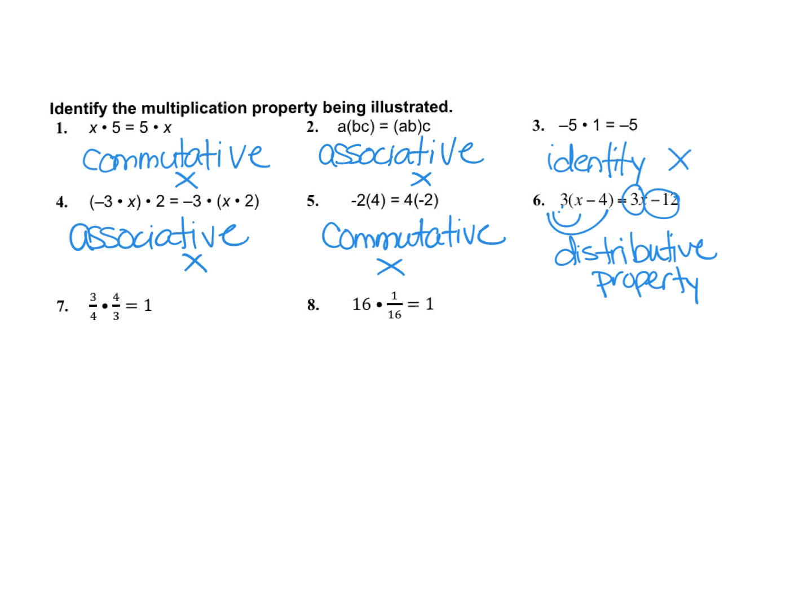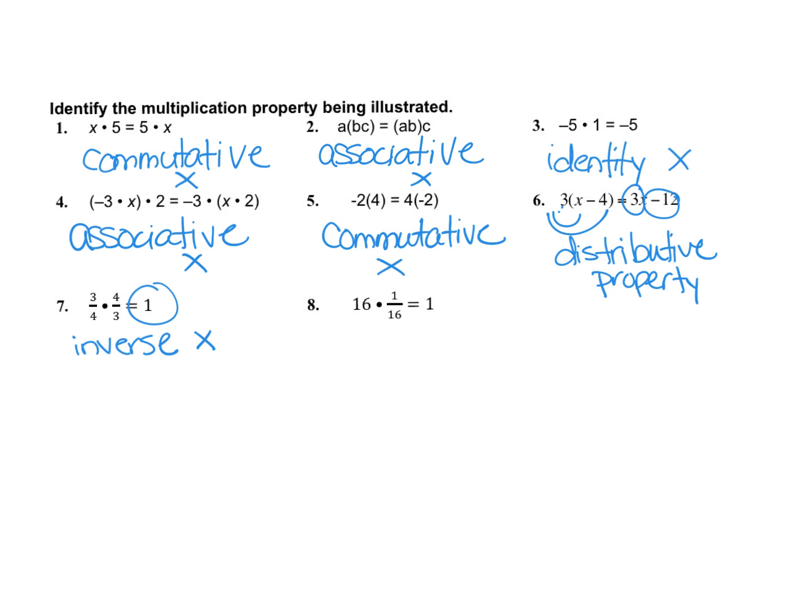All right, number 7. I have 3/4 times 4/3 is equal to 1. So notice how for this one, we multiplied it by its reciprocal, or its inverse. So this is the inverse property of multiplication. And see, we got back down to that multiplicative identity.